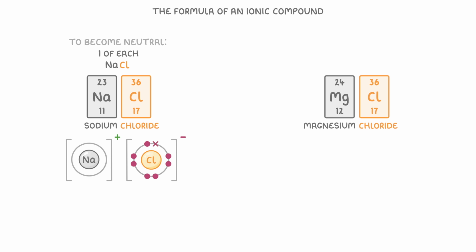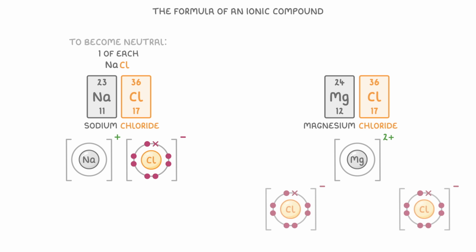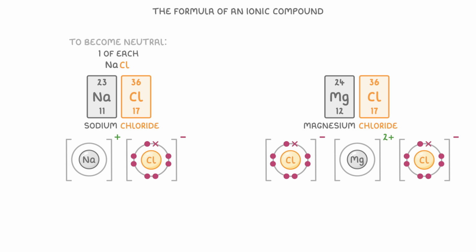If we had magnesium chloride though, then it would be a bit different, because magnesium is in group 2, so when it becomes an ion it loses 2 electrons to become a 2 plus ion. So this time, to balance out that 2 plus, we'd need 2 of the chloride ions, which are each 1 minus, meaning our formula would be MgCl2.